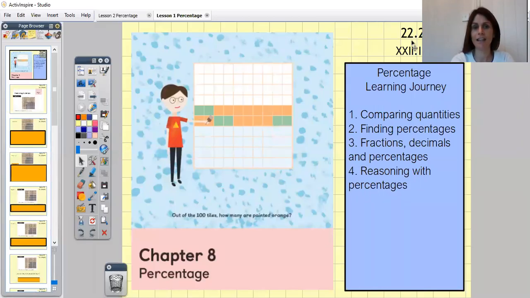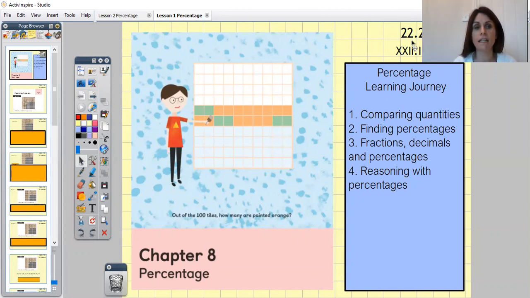Hi, Year 5. So we're back again after half term. Hopefully you've had a really lovely break. I know you probably didn't manage to get up to very much, but at least it was a bit of a break. So we're back to it with our maths and we're thinking about percentages.